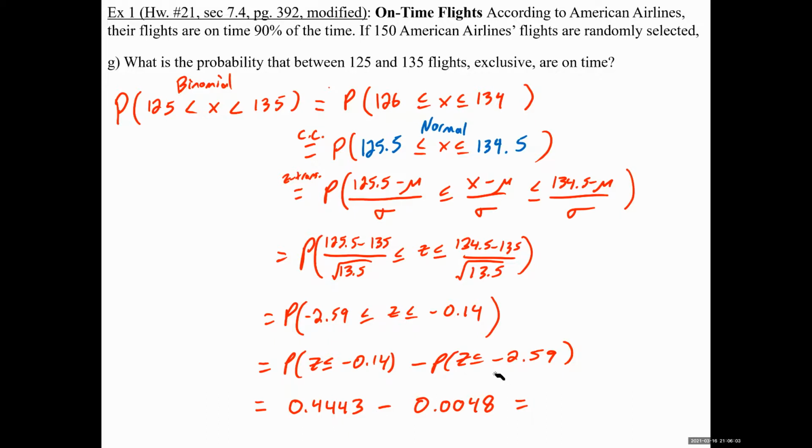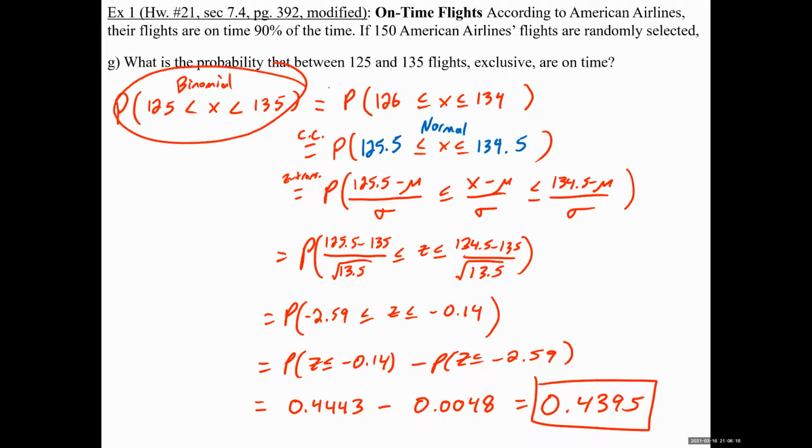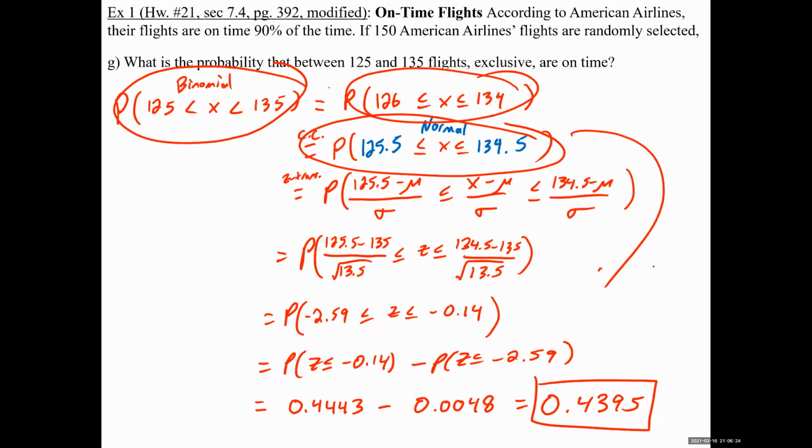All right, then you subtract those numbers. And the answer is 0.4395. Okay, so that's how you do that one. Again, the new stuff is writing down the notation and adjusting the numbers a couple of times and making sure you get those blue numbers. Once you have those blue numbers, then it's just Z transformation stuff we learned from last class.